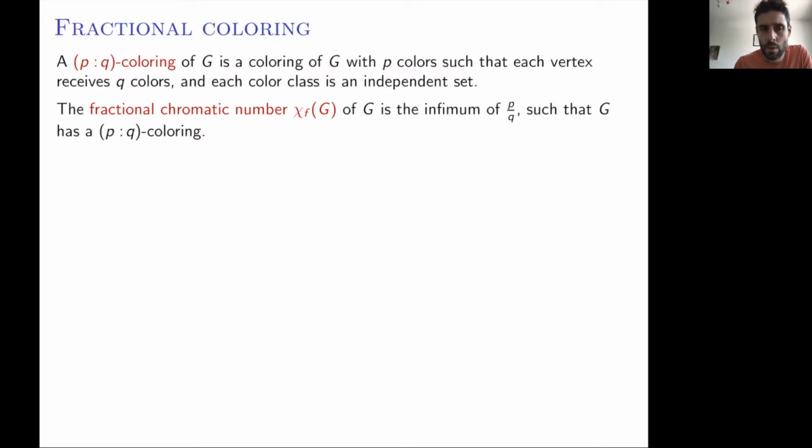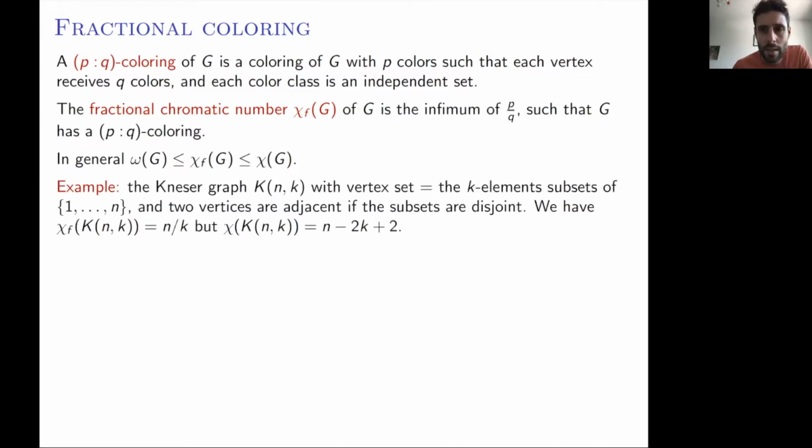Okay, so you can check that a (p,1)-coloring is exactly the classical p-coloring. So in particular, this shows that the fractional chromatic number is always at most the chromatic number. And also a simple counting argument tells you that it's always at least the clique number of G, the maximum number of pairwise adjacent vertices. Okay, so it's squeezed between the clique number and the chromatic number. And it turns out sometimes it can be very close to the clique number, sometimes very close to the chromatic number. There are many possible cases.